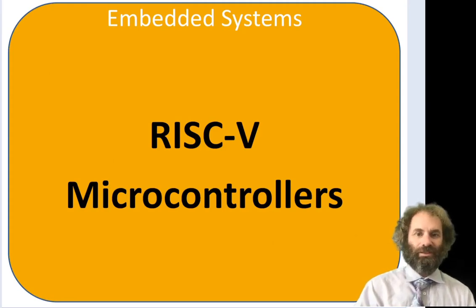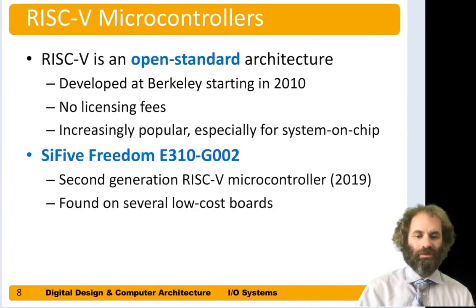Hello! In this video, we'll be talking about RISC-V microcontrollers. RISC-V is a relatively new architecture. It's an open standard architecture that sets it aside from most others, originally developed at Berkeley starting in 2010. It has no licensing fees, so anybody can build RISC-V microprocessors however they want without having to pay fees or patents. And because of this, they've become increasingly popular, especially for embedded system on chip, where the processor is going inside a larger chip.